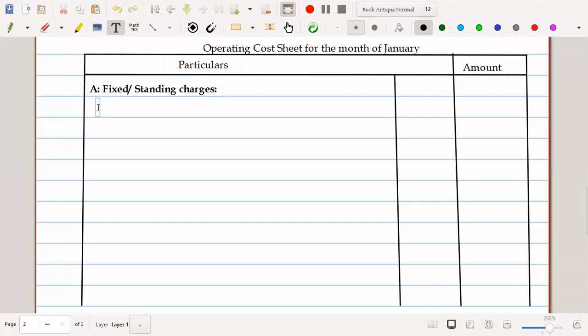So as per the problem we have salaries. Salary details are given. 4 drivers into rupees 5,000 comes to rupees 20,000. Next, 4 conductors into rupees 4,000 comes to 16,000. And next, 1 clerk.